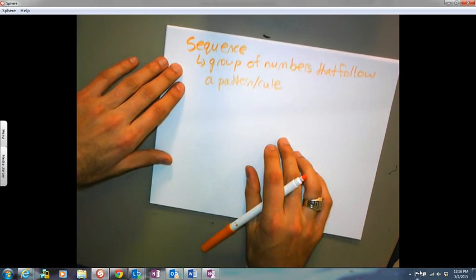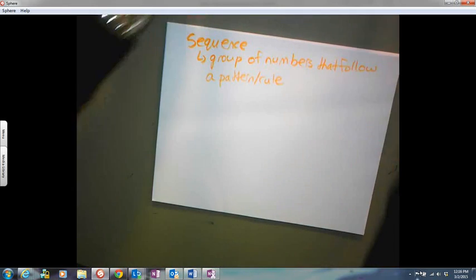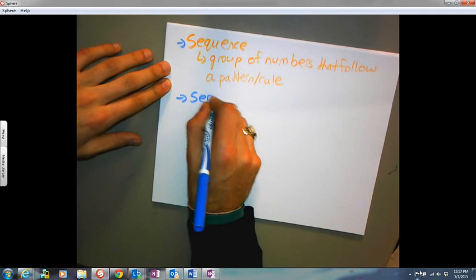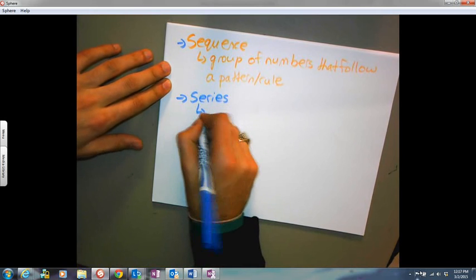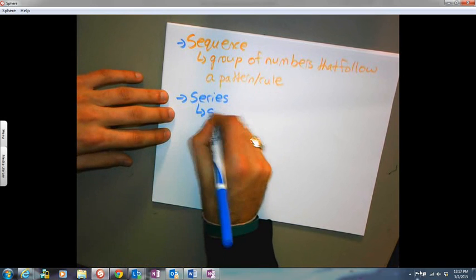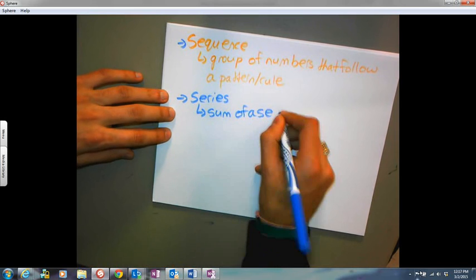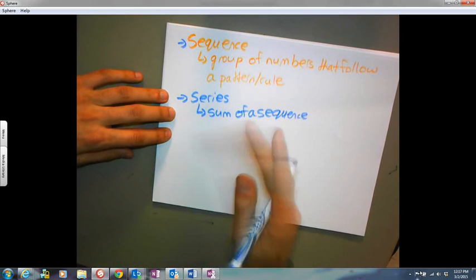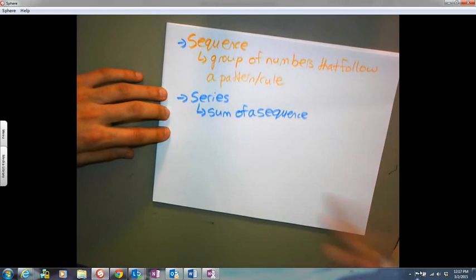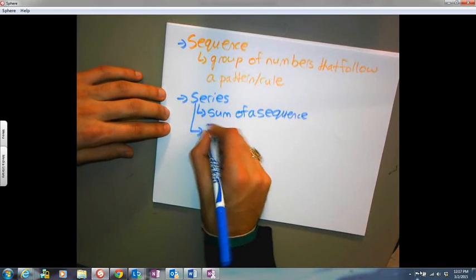Let me introduce a new term, series. The series refers to the sum of a sequence. So, like the first sum, the second partial sum, third partial sum, fourth partial sum, and so on. When we are talking about series, I want to really focus on the infinite sum. And what do I mean by infinite sum?